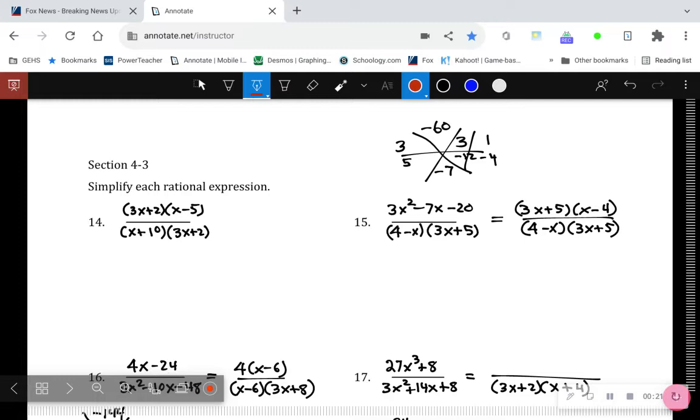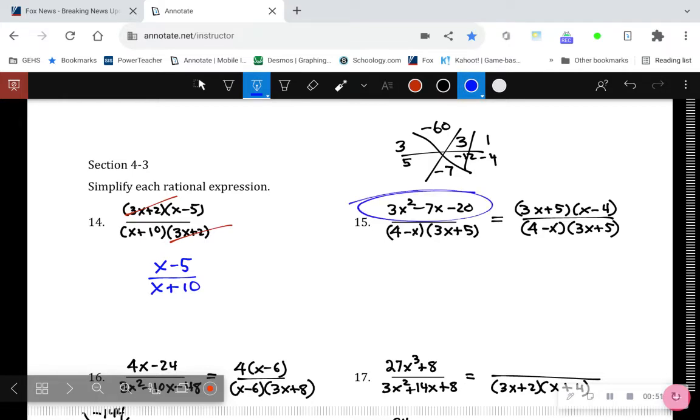Now, problem 14 already has the factoring done, and you can see that I just canceled the common factors. You end up here with x minus 5 left over on top, and x plus 10 on the bottom. Now, I want you to avoid canceling here with this plus and minus sign. You can't cancel next to a plus and minus sign, so that one's actually done. There's no further work to be done.